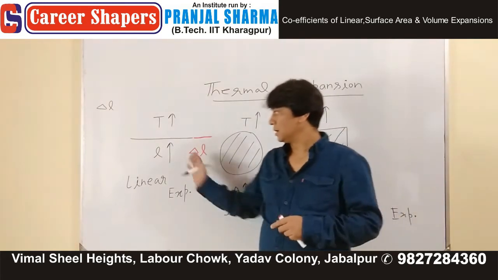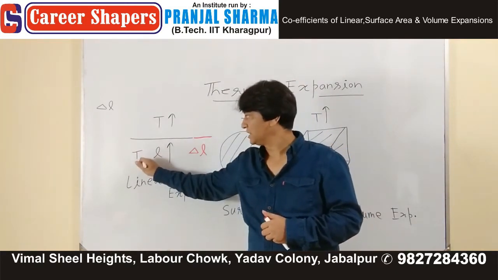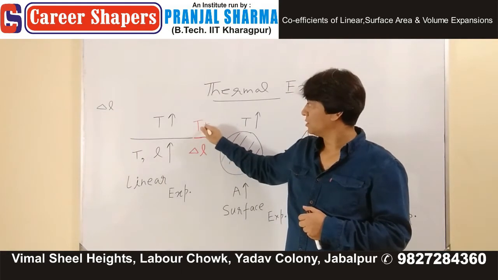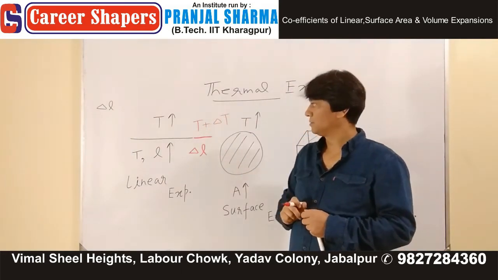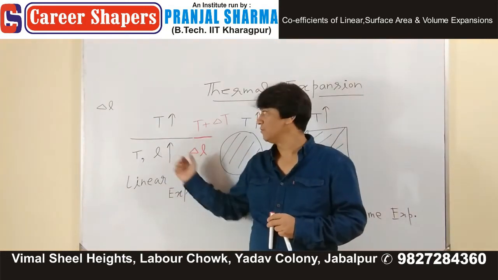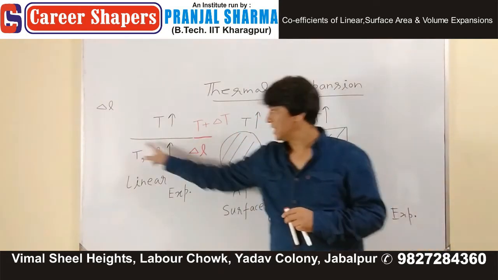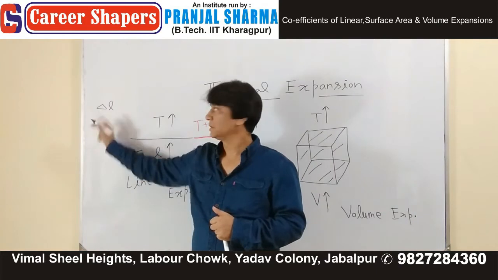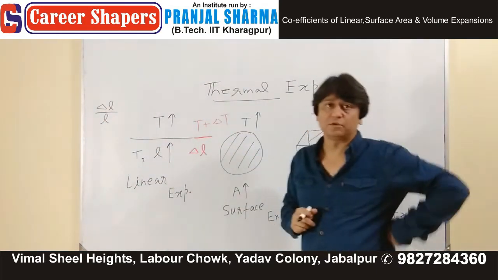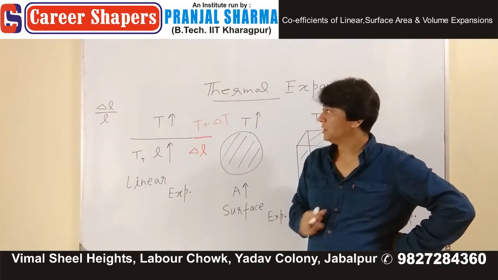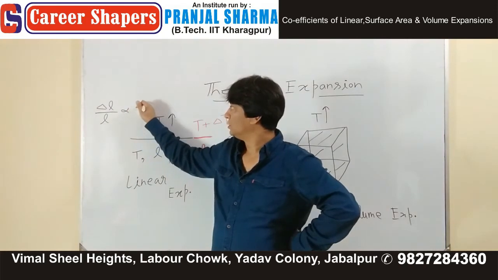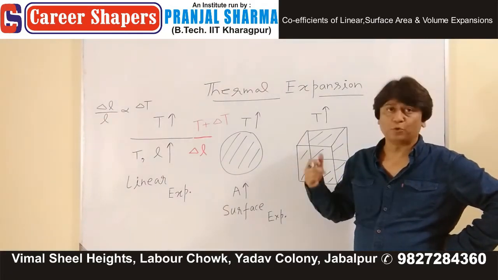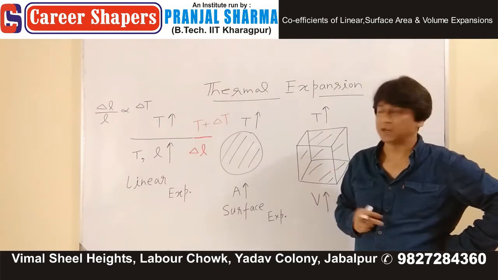When the length is L, the temperature was T. When the length becomes L plus delta L, the temperature is now T plus delta T. So initially you have a length of L, and when you increase the temperature by delta T, your entire length becomes L plus delta L. What is observed is that this change in length divided by original length, delta L upon L, is proportional to the change in temperature, delta T.